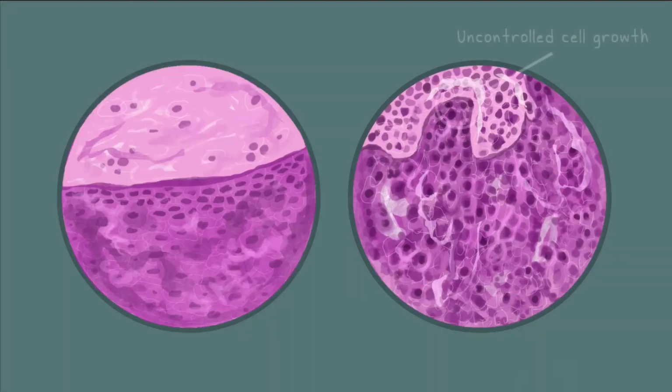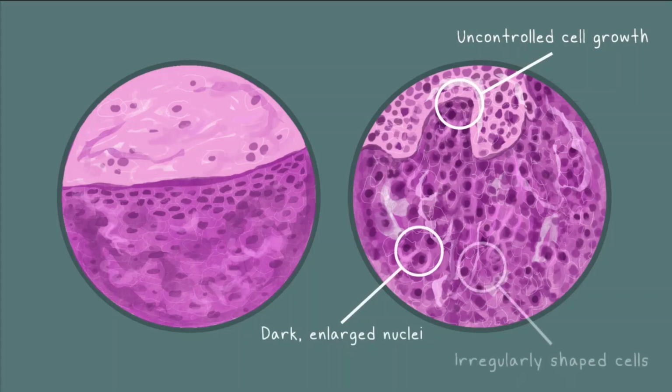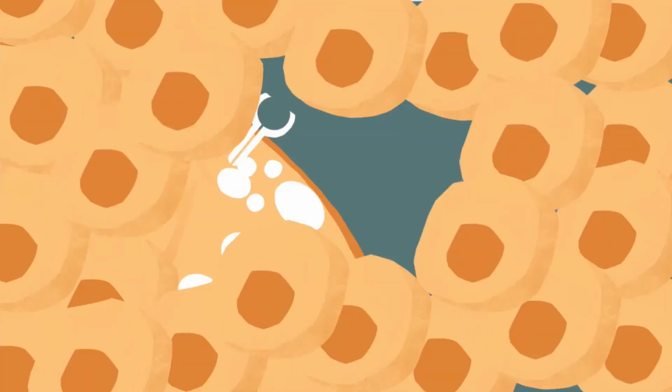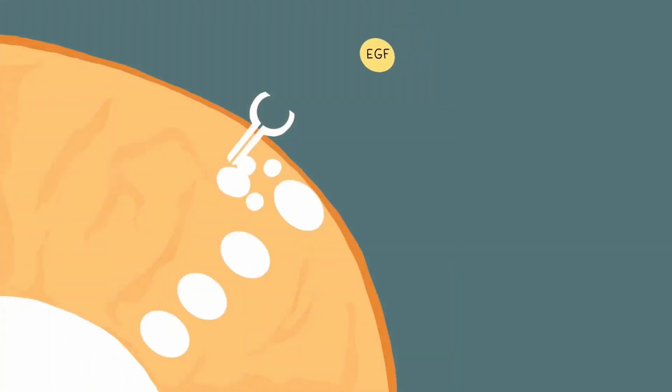Something about this sample doesn't seem right. Compared to healthy tissue, many aspects of this sample indicate uncontrolled abnormal cell proliferation, in other words, cancer. Normally, epidermal growth factor, or EGF, initiates a signal for cell proliferation by binding to the EGF receptor on the cell surface. In turn, a critical protein called RAS is activated.